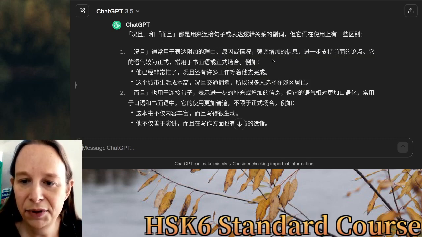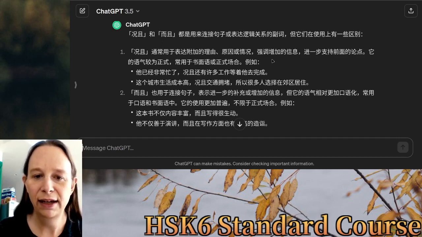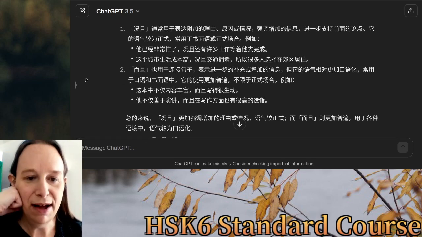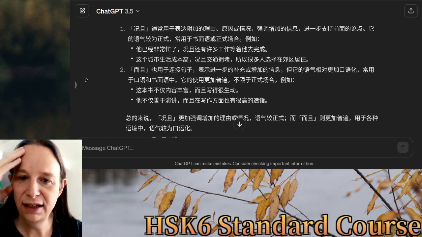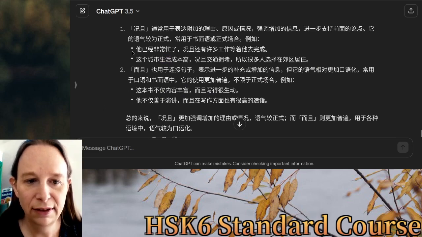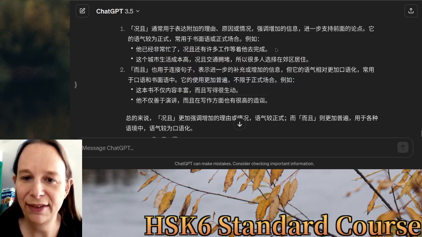强调增加的信息,进一步支持前面的论点。Okay. 它的语气较为正式,常用于书面语和正式场合。他已经非常忙了,况且,还有许多工作等着他去完成。So he's already very busy, and moreover, he's got other things that are waiting for him to do.